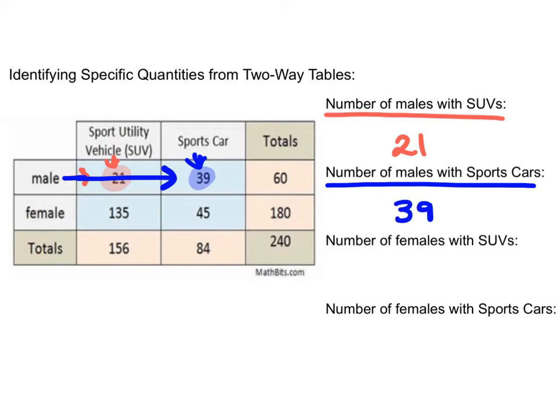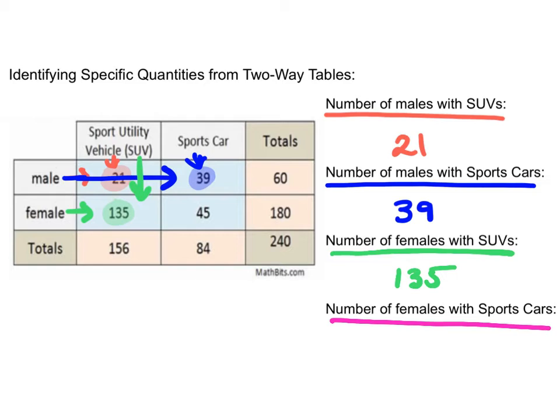Now, if it asks for the number of females with SUVs, for example, females is in the second row and SUVs is the first column. And those two would meet at the 135. So the number of females with SUVs is 135. And lastly, if it asks for the number of females with sports cars, females is in the second row and sports cars is the second column. So I can go down for sports cars and over to meet in this corner. So the number of females with sports cars is 45.